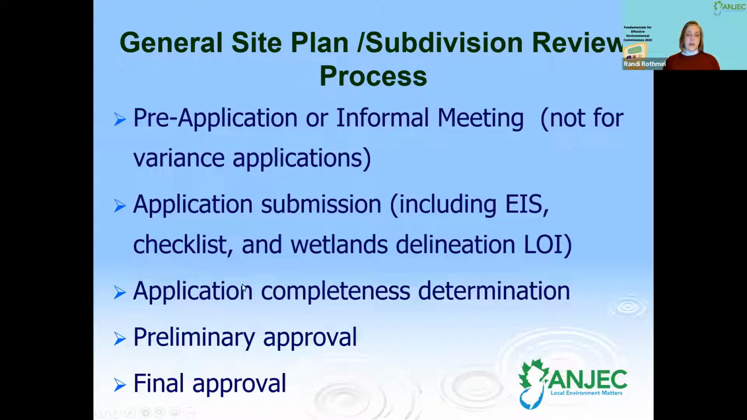Because once the application is submitted and determined complete, it then goes to the planning board afterwards for preliminary and final approval. But it's very difficult to make changes once the application is determined to be complete, because it takes a lot of money and energy and time for applicants to change things. So if you're involved in the initial phase, it makes it much easier to come up with a much better application and plan to address environmental concerns.